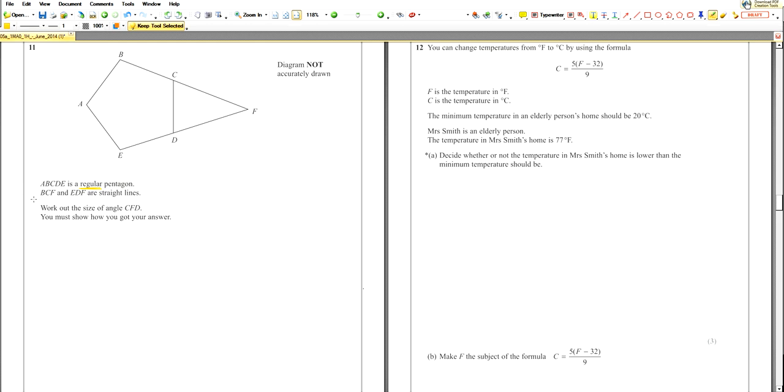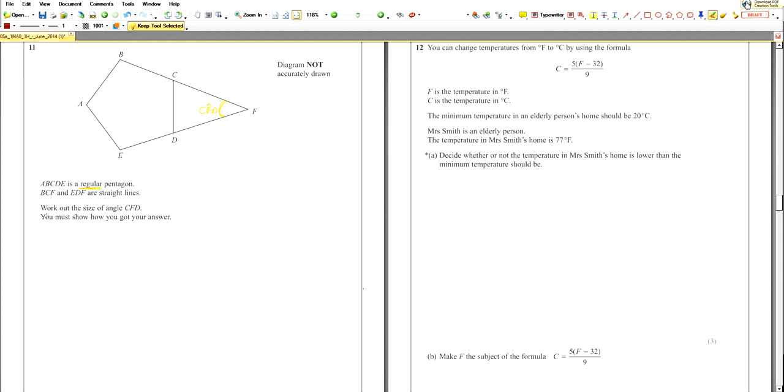So it says BCF and EDF are straight lines. Work out the size of angle CFD. So CFD is C, here's C, here's FD. So they want you to work out this angle here. This angle is called CFD. I don't put a line on top to indicate that I'm looking at the angle there. Right. Have they given you any angles already to work from? No. So we need to go back to some basic principles. So let's have a look.